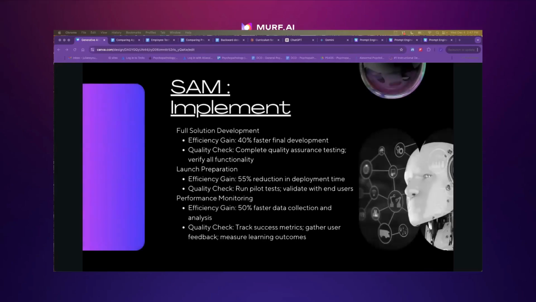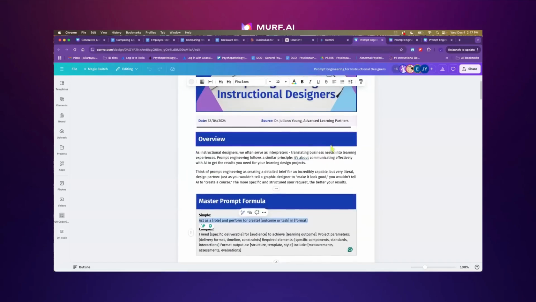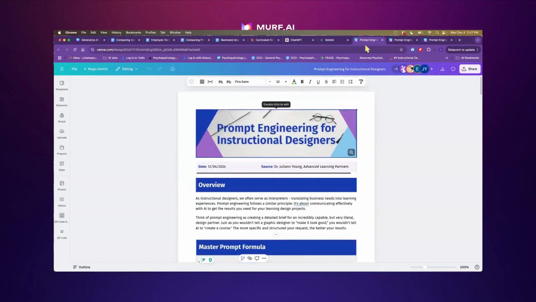All right, we have faster development, 40% faster development, streamlined launch preparation, enhanced performance monitoring. All of these things happen with ADDIE and SAM. And when you're using your ADDIE or your SAM, you use that prompt generation like I showed you. So you do have some cheat sheets. So for those of you who like to look, the cheat sheets look a little bit like this. So prompt engineering for instructional designers.